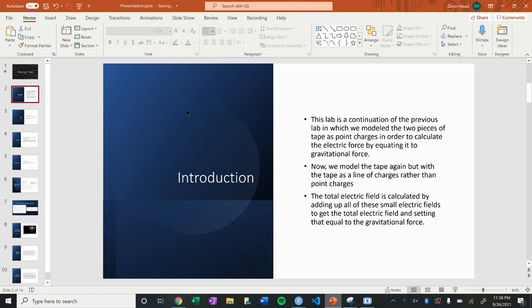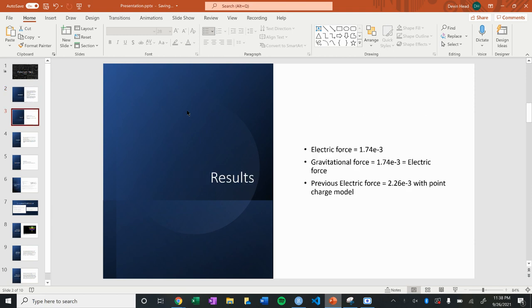So the introduction is this lab is a continuation of the previous lab where we modeled the two pieces of tape as a point charge in order to calculate the electric force. And this time instead we're going to be modeling it as a line of charges rather than point charges, and then adding all up the electric forces to compare to our previous results from the last lab in this different model. The results were the electric force is 1.74 e to the negative 3.